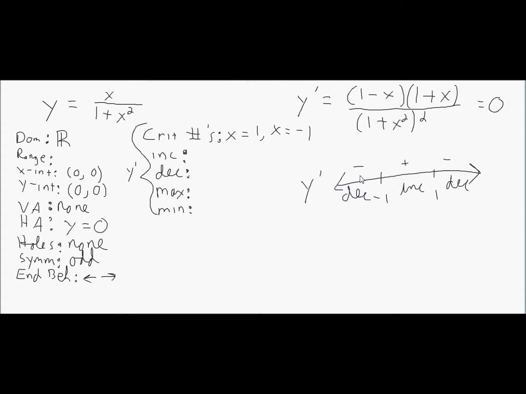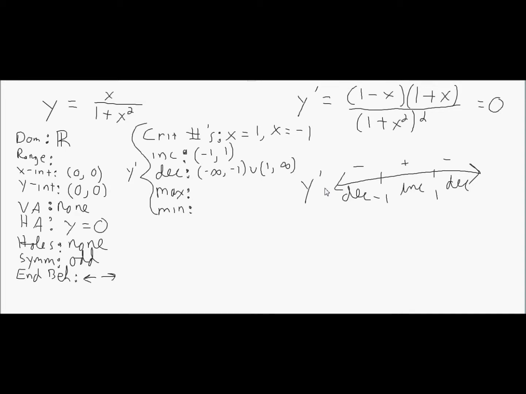And the reason why we need to check only one point in each interval is because we know that the derivative is never going to change sign at any value less than negative 1, because if it did, we would have found it as a critical number. So increasing is between negative 1 and 1. Decreasing is from negative infinity to negative 1, union with 1 to infinity.